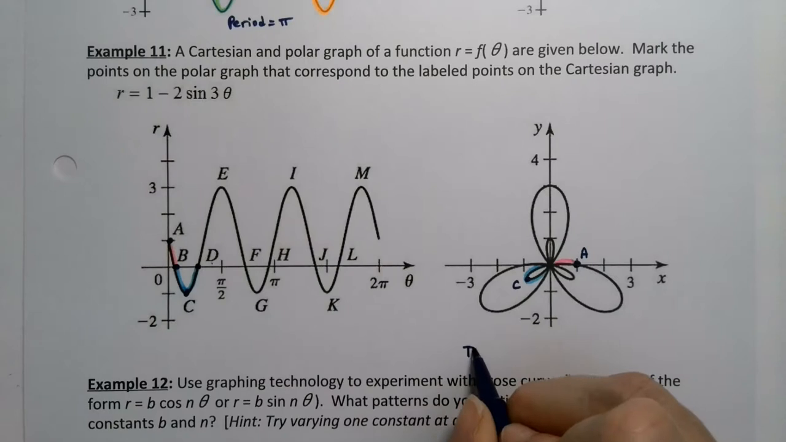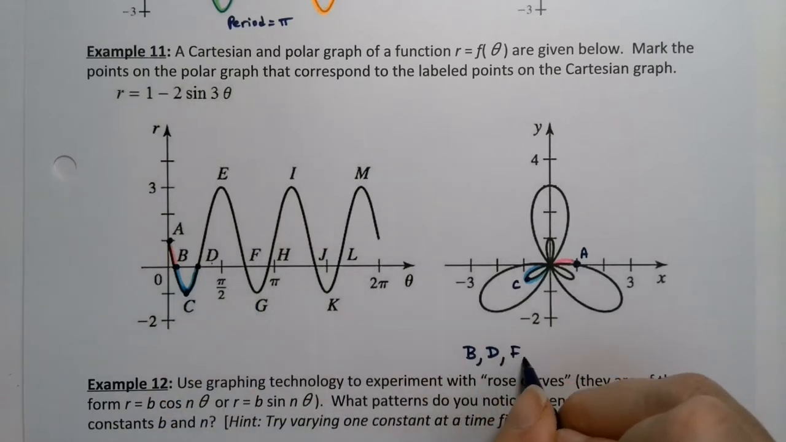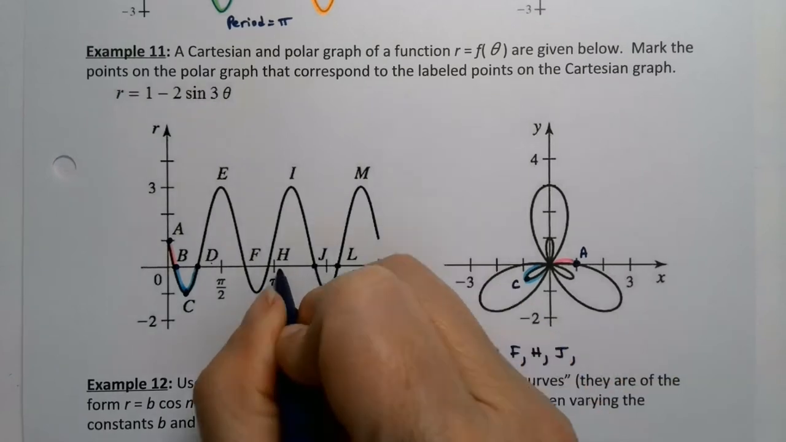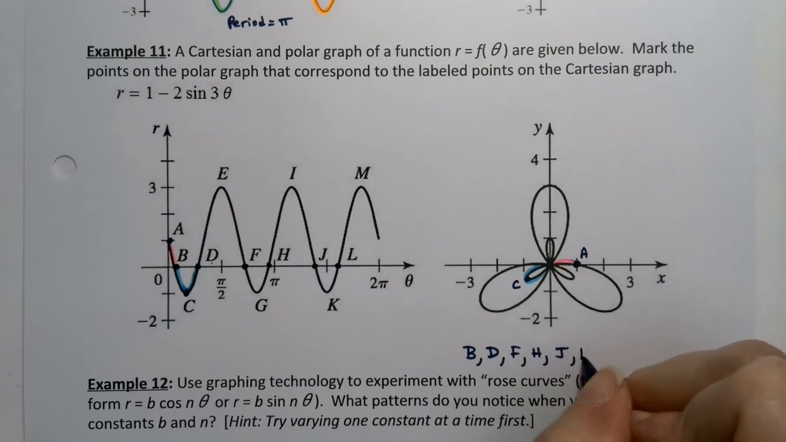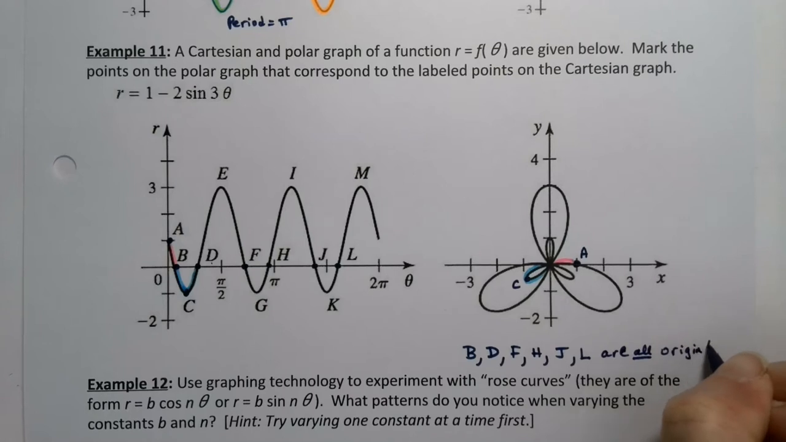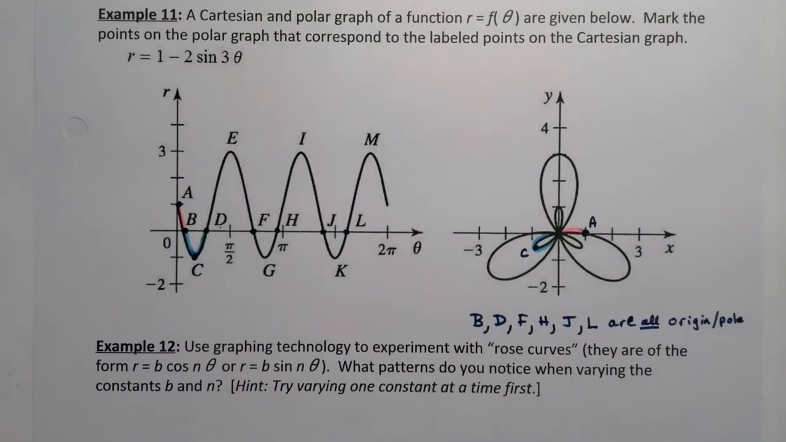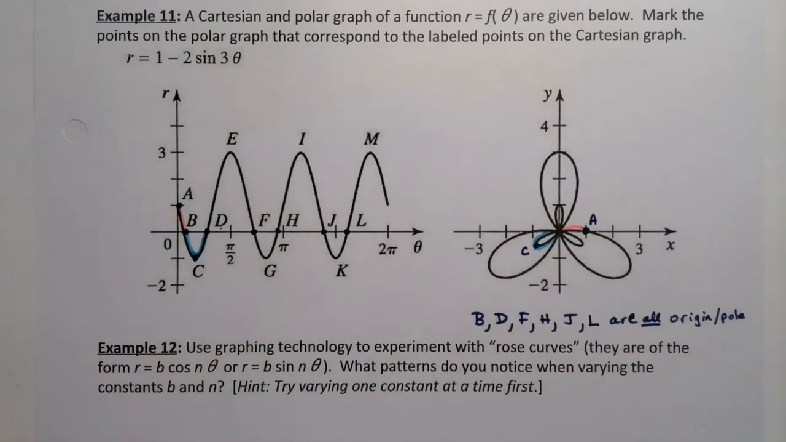So B, D, I can actually tell you F, H, J, and L, because those are all the poles. So that doesn't really help us on anything. J and L are all the origin. Right, the pole. So they don't do us any good. Okay, so I'm not going to label all those because they're all the origin. All right, so next, what's my next section?